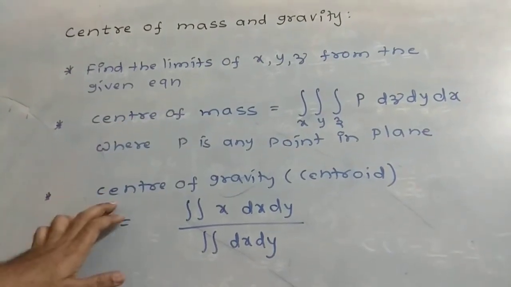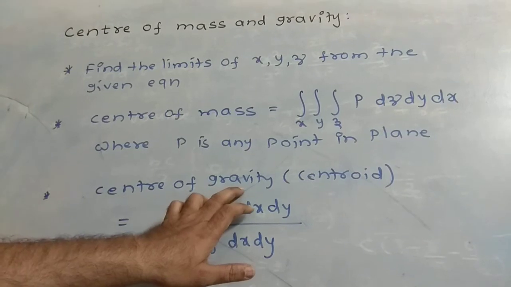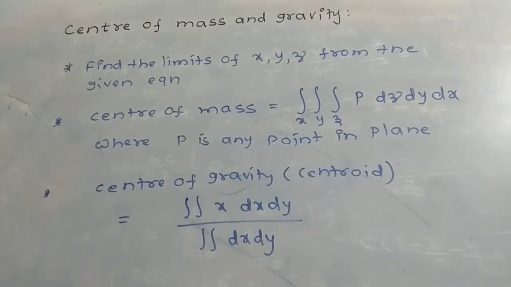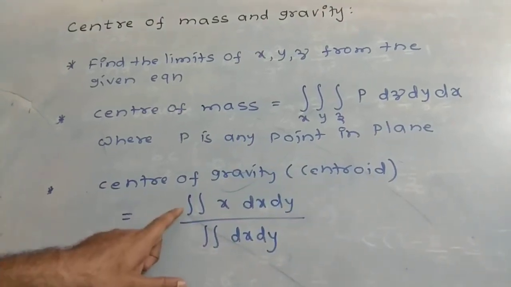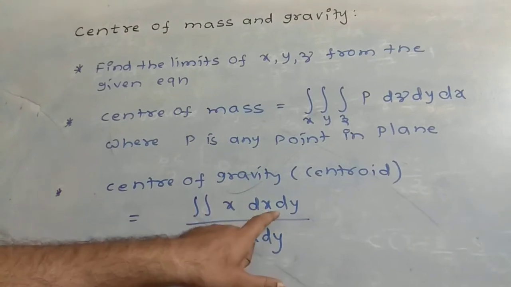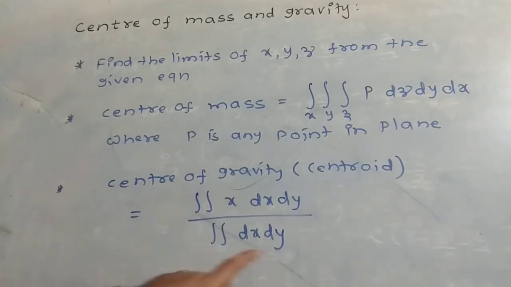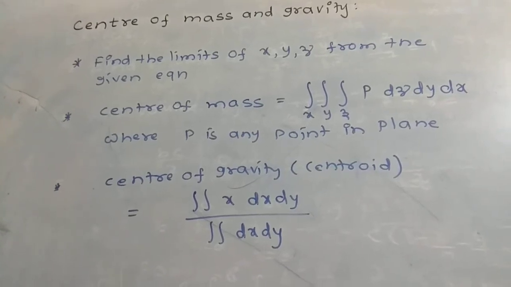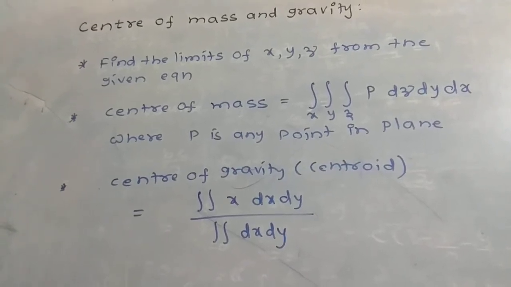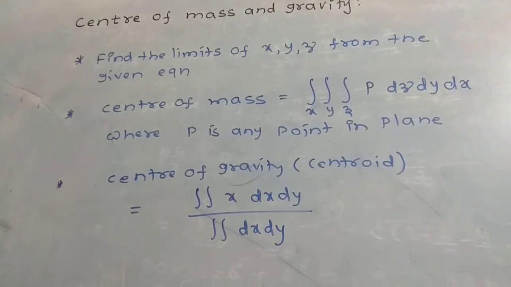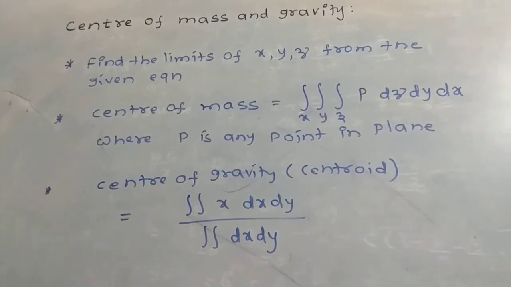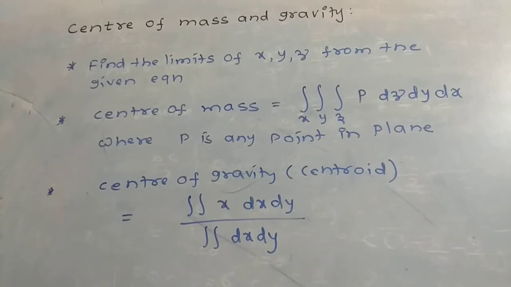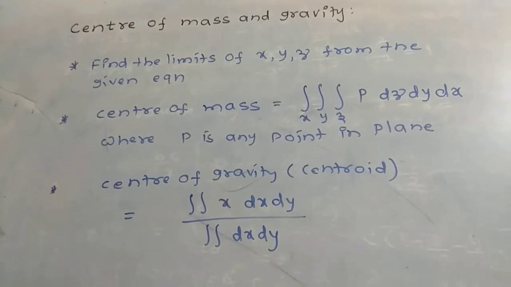And if they are asking for the center of gravity, which is also called the centroid, that can be calculated by double integral x dx dy divided by double integral dx dy. So this is how you calculate mass and gravity. Just remember that mass is calculated by a triple integral, gravity by a double integral. That is the only small difference between these two.